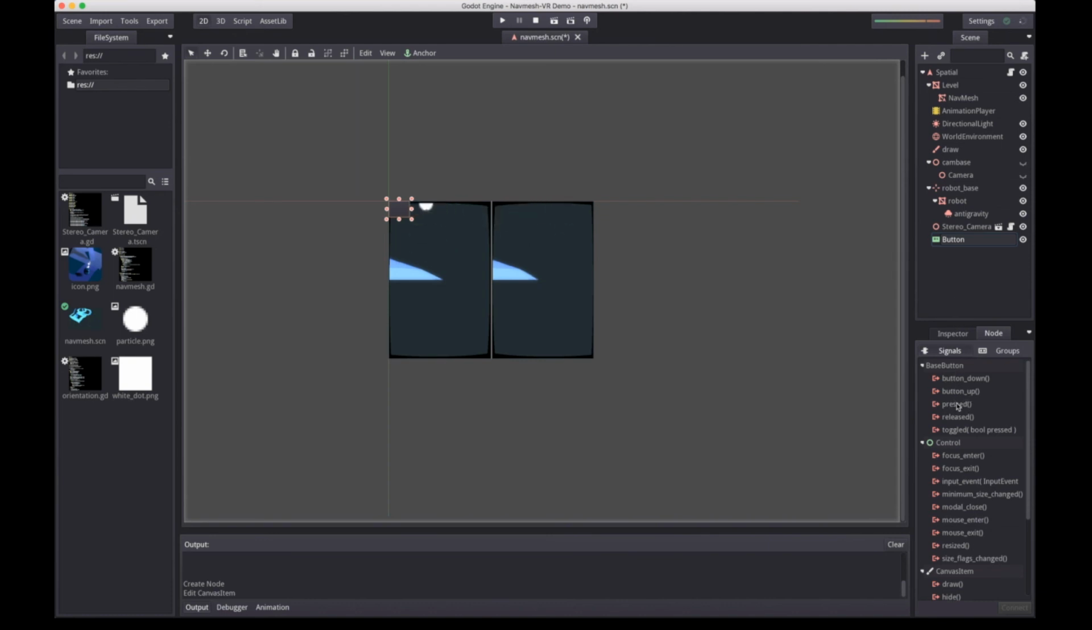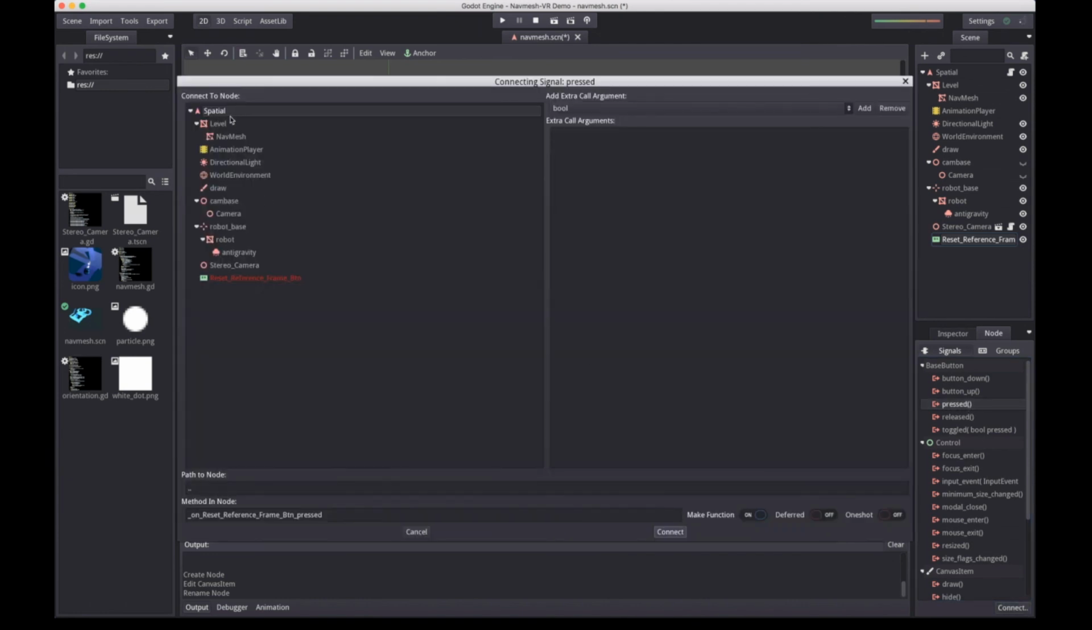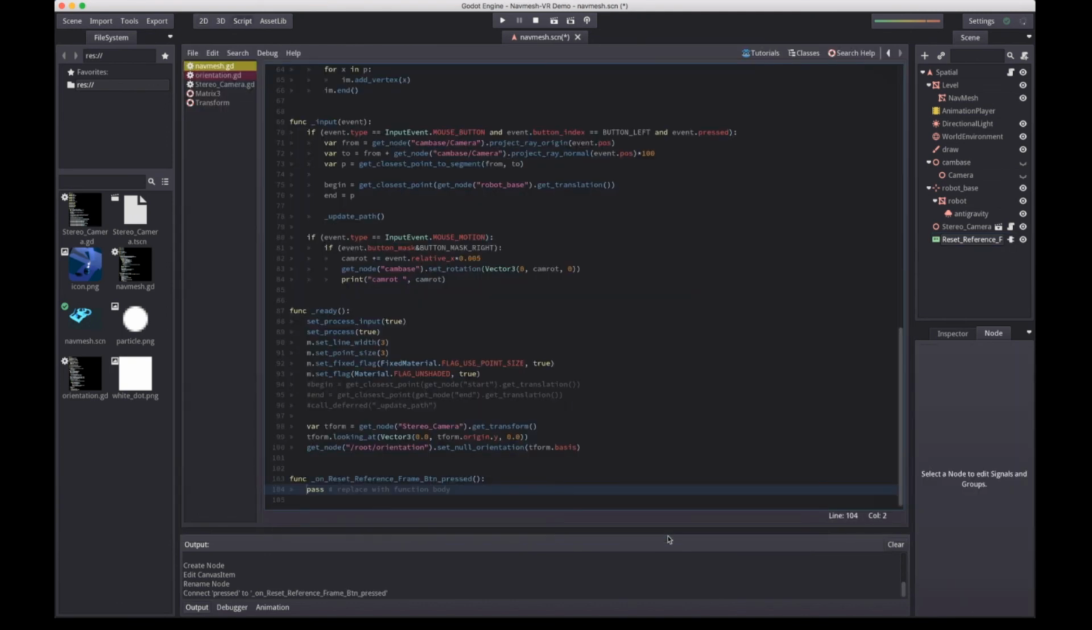We're going to select our button. We are going to go to, actually, let's rename that one. Reset reference frame button, and there we go. We're going to connect that up to our spatial node, which would put it on our main GD script. So this says on reset reference frame button press. That sounds good enough to me.